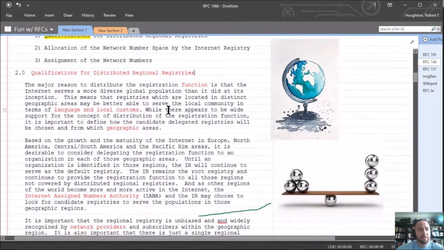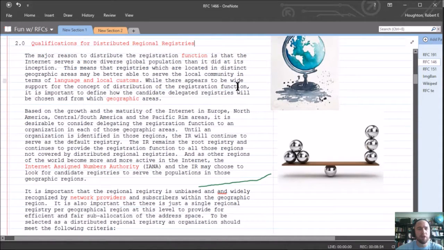So the major reason to distribute the registration function is that the internet serves a more diverse global population than it did in its inception. This means that registries which are located in distinct geographic areas may be better able to serve the local community in terms of language and local customs. While there appears to be wide support for the concept of distribution of the registrant function, it is important to define how the candidate delegated registries will be chosen and from which geographic areas.